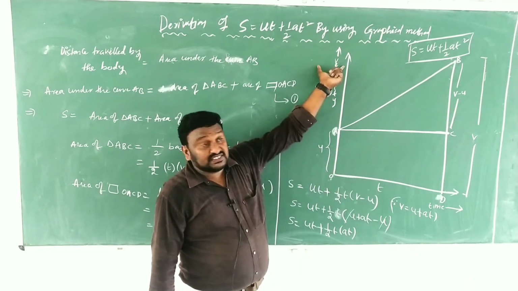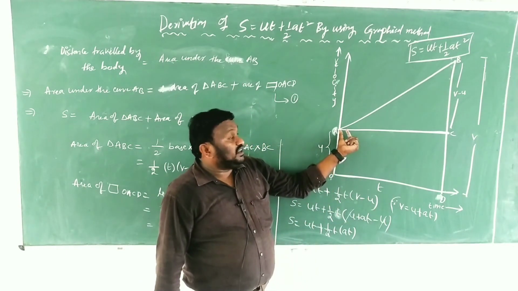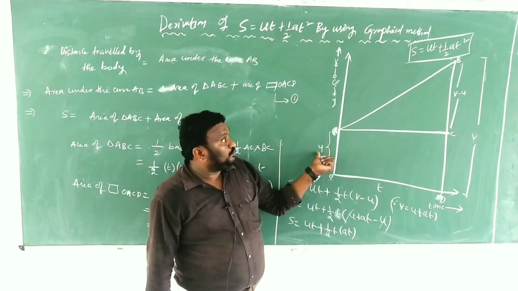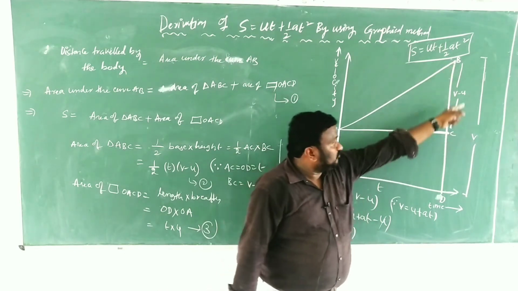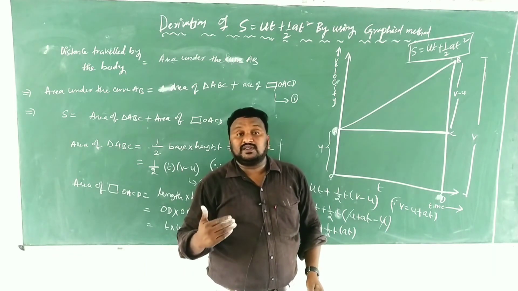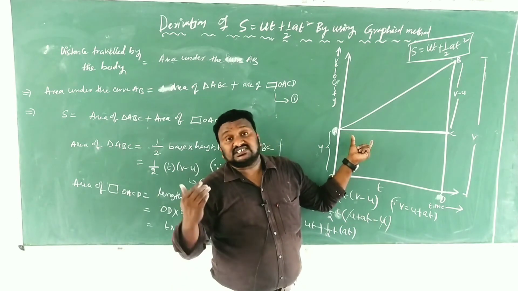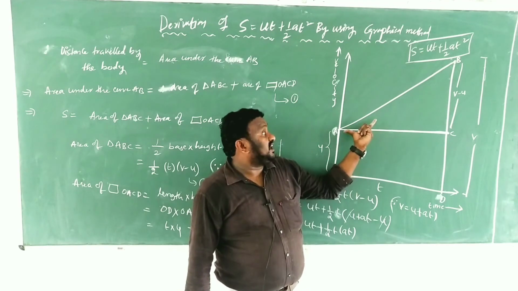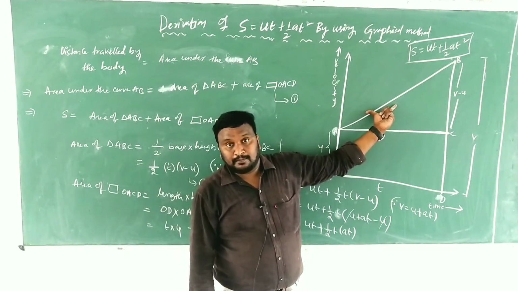Velocity is taken along the y-axis, and along the x-axis we have to take time. And when the body is at the point A, it is having some velocity U. When the body is at the point B, its velocity is V. And in this case what we have to find? We have to find the distance covered by the body. So the distance covered by the body is nothing but the area under the line AB.